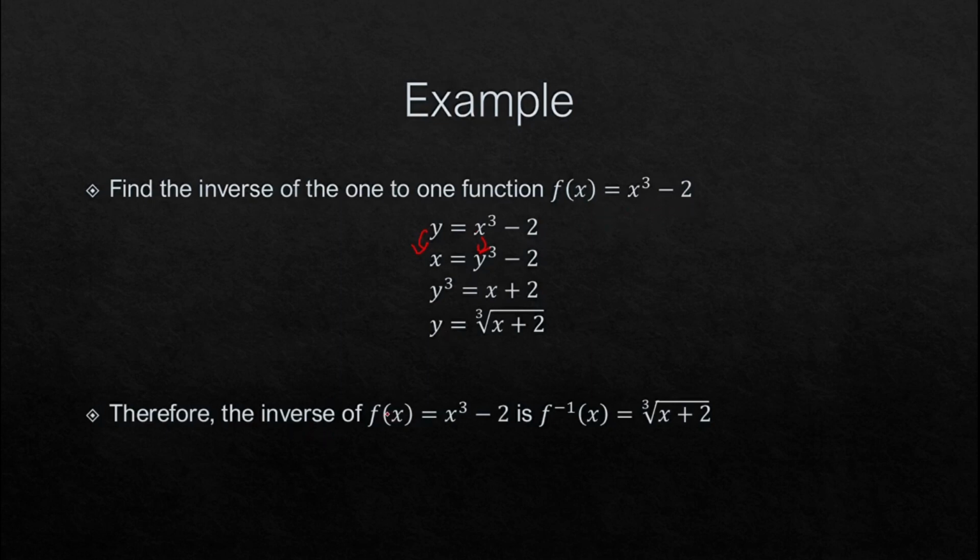Therefore, the inverse of f of x equals x cube minus 2 is f negative 1 of x equals the cube root of x plus 2. So what you do is substitute, interchange y to x and x to y, and then solve for the new function, y is equals to a function of x.